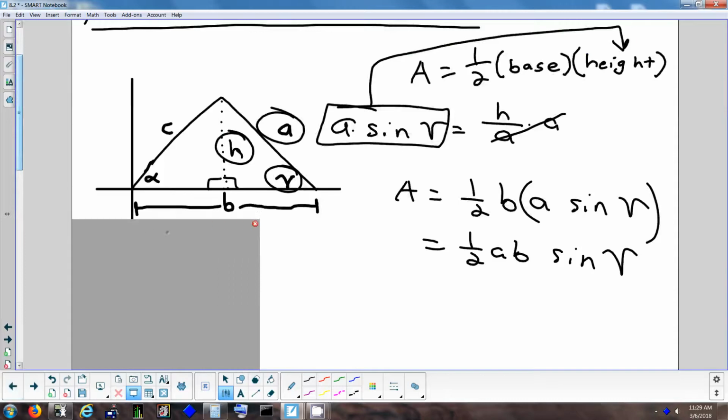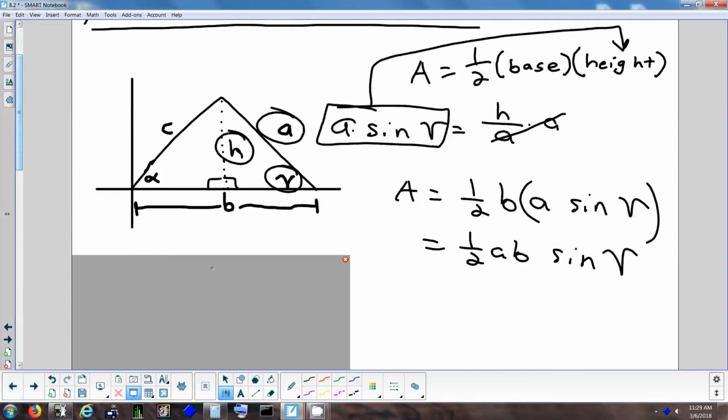Okay, now look at this triangle. I want you to look at the two sides in the formula. There's an a and there's a b. And then look at gamma. Where is gamma? Where is this angle in relation to those two sides?